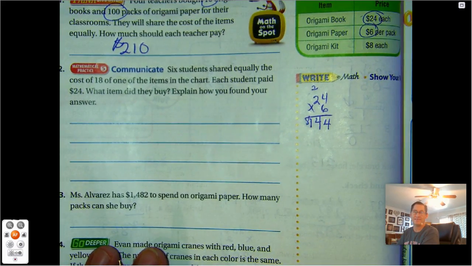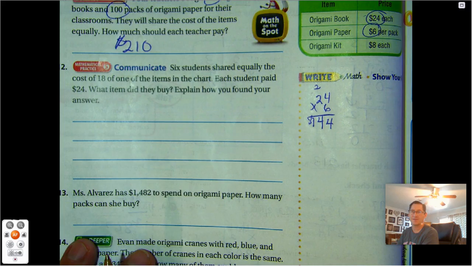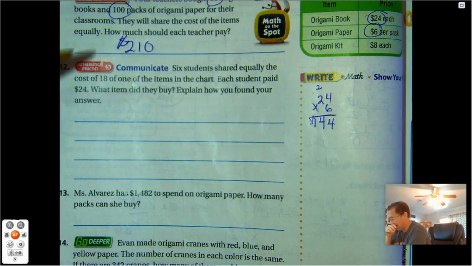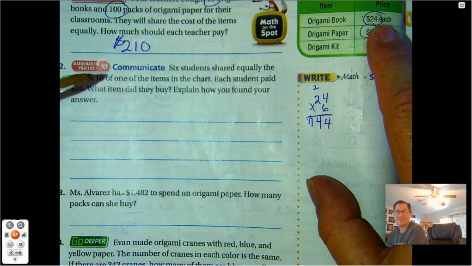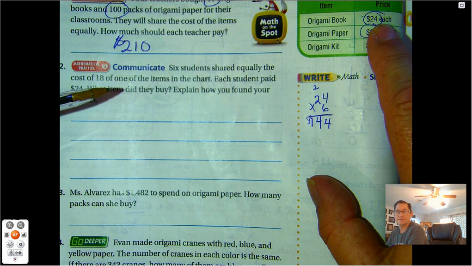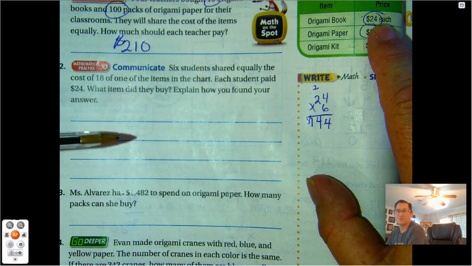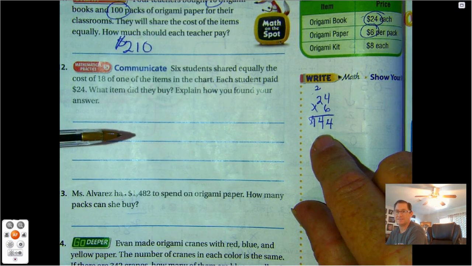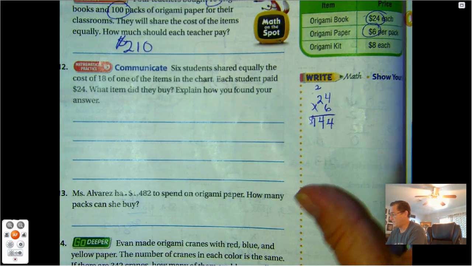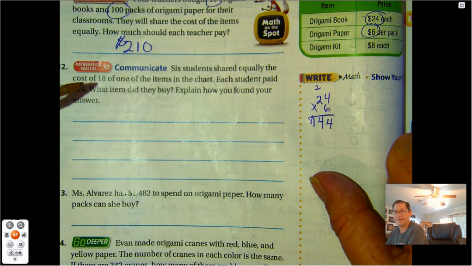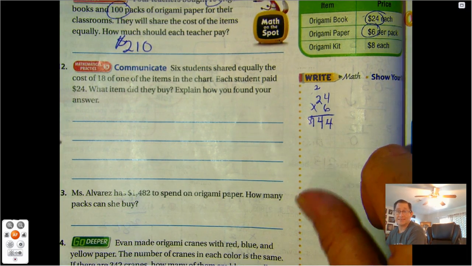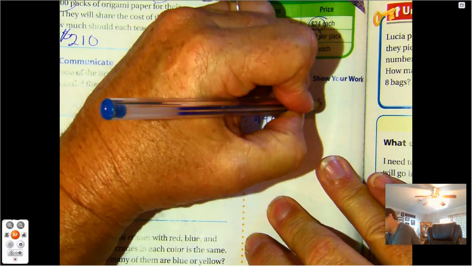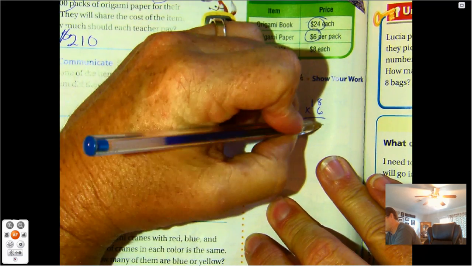Well, let's eliminate something. If I bought 18 of the books, well, we know that 24 times 10 is 240. They only spent 144. So it can't be the book. Okay, so we can try 6. We can go 18 times 6. That's $108. So they didn't buy that.